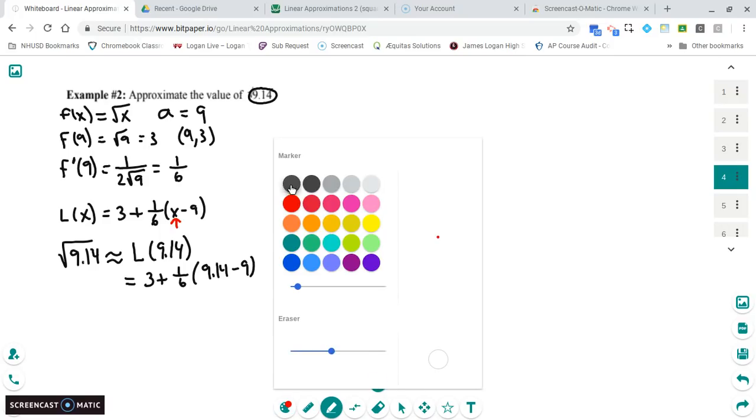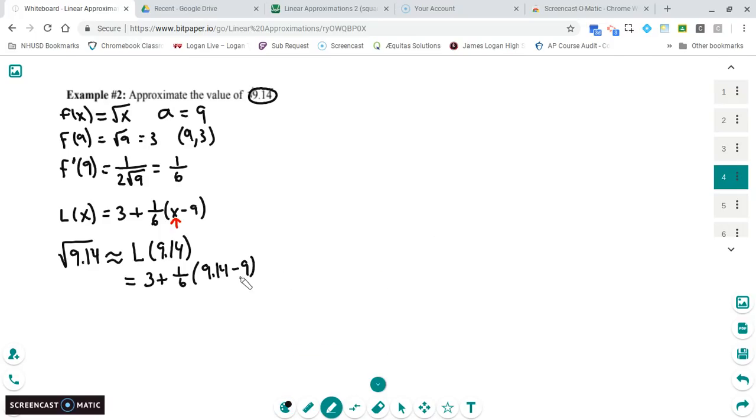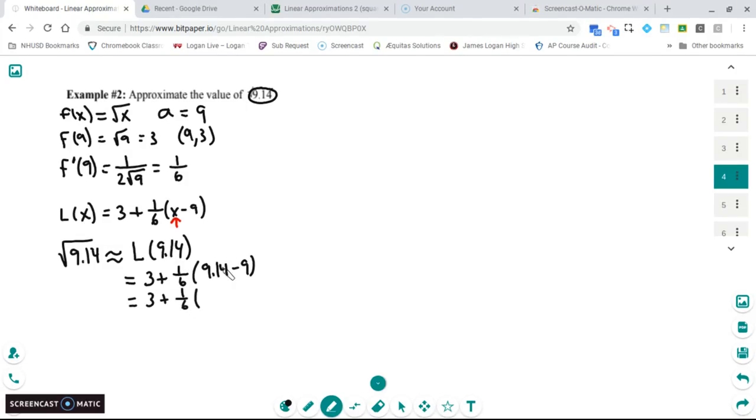So 9.14, and I do this difference. Well, that difference is 14/100ths. So I'm going to write it like that. So 3 plus 1/6. I'm going to turn it into a fraction. What's 14 over 100?